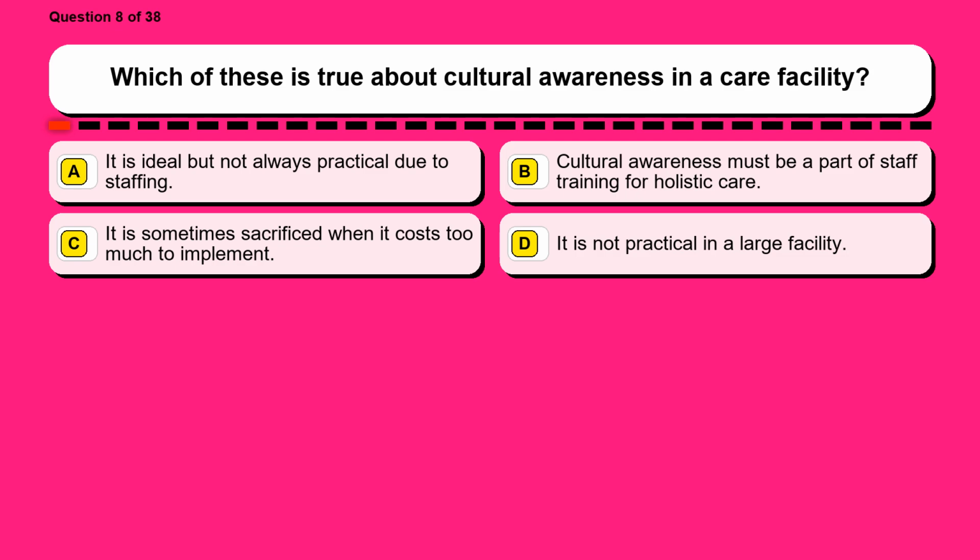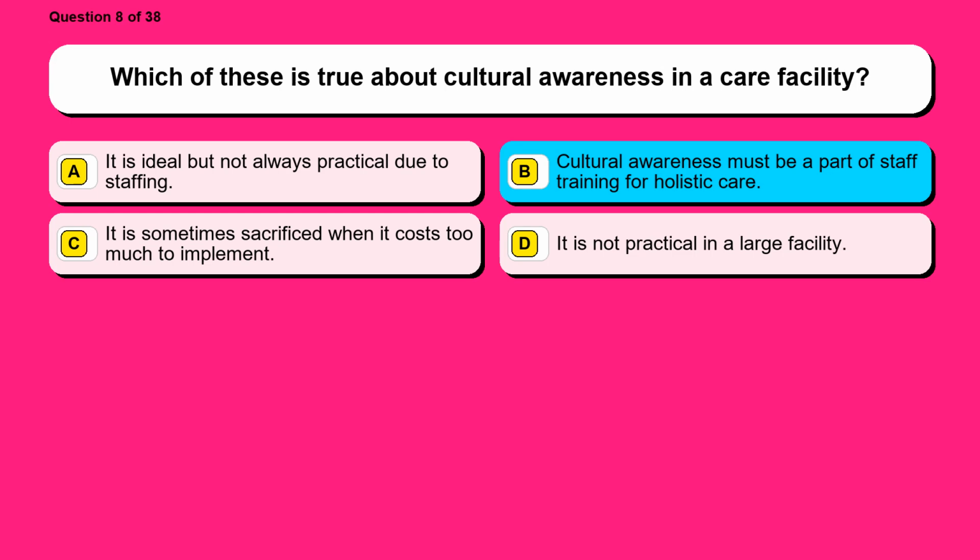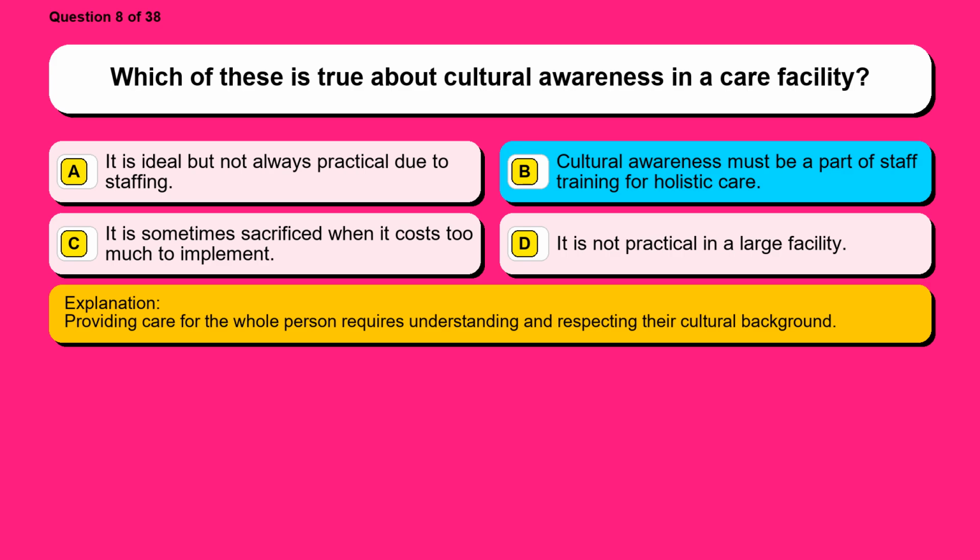Question 8. Which of these is true about cultural awareness in a care facility? Option A, it is ideal but not always practical due to staffing. Option B, cultural awareness must be a part of staff training for holistic care. Option C, it is sometimes sacrificed when it costs too much to implement. Option D, it is not practical in a large facility. The correct answer is option B. Providing care for the whole person requires understanding and respecting their cultural background.